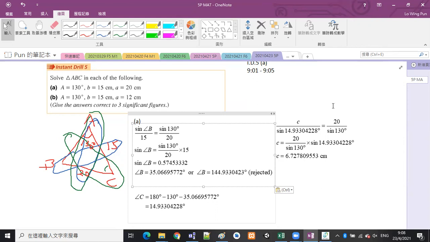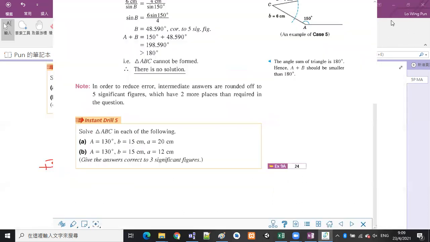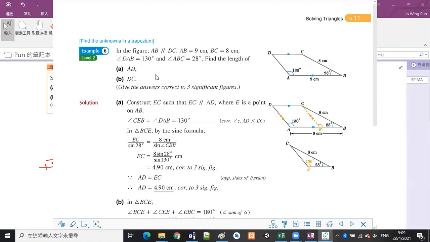Example 6. When there is no triangle in the diagram, okay, so what should you do? Example 6.